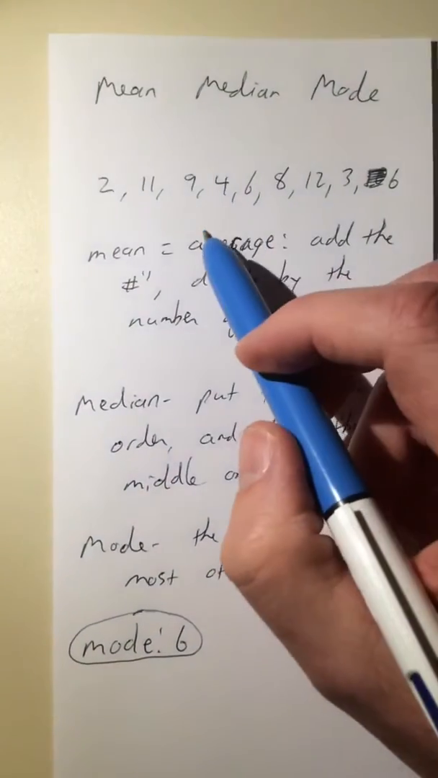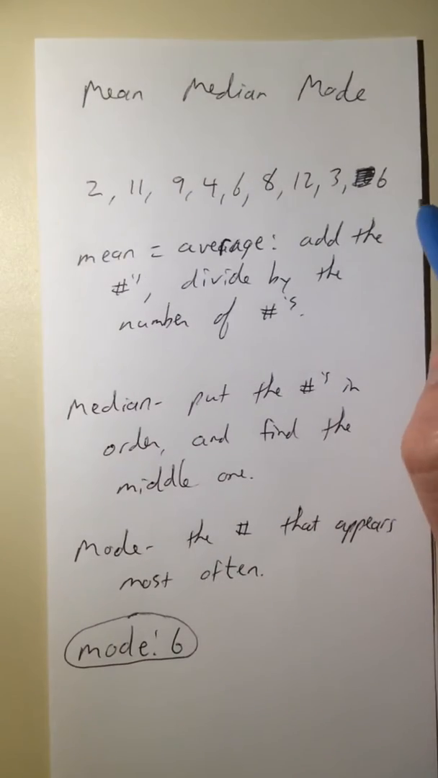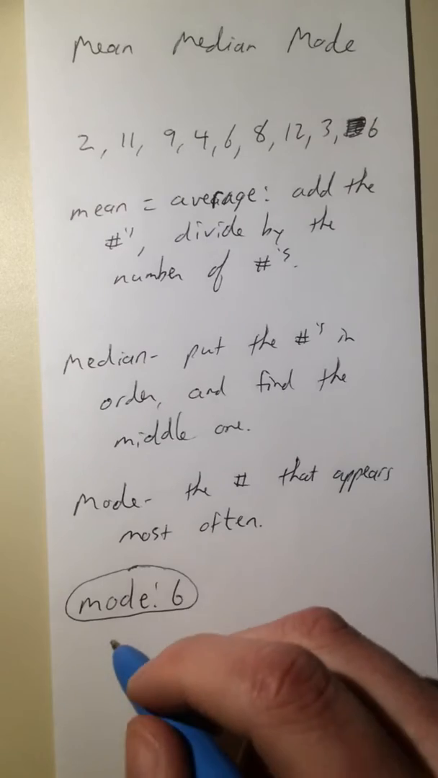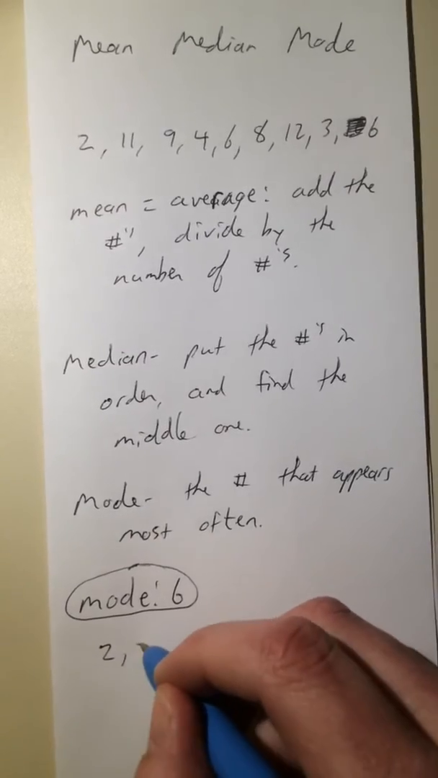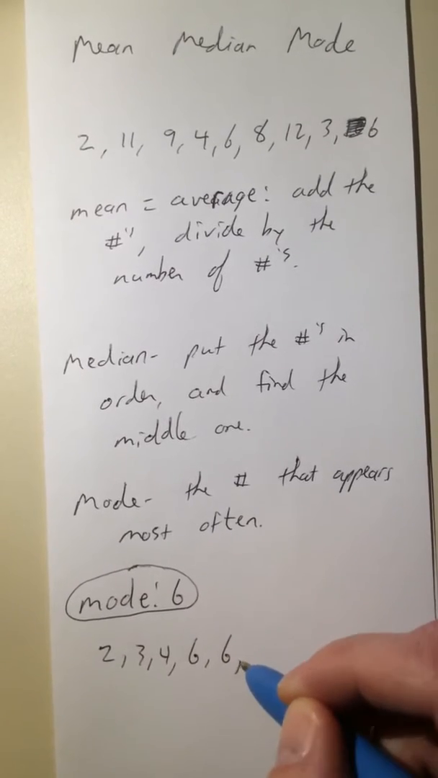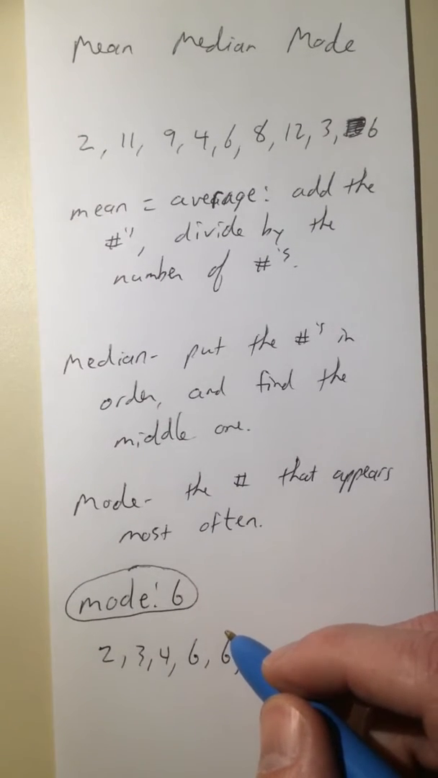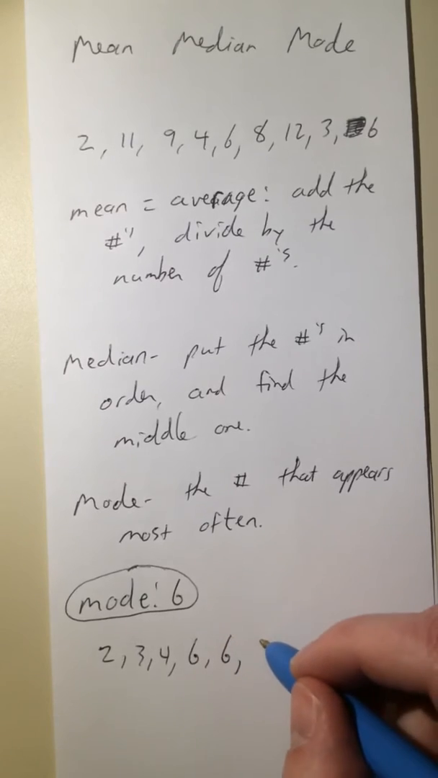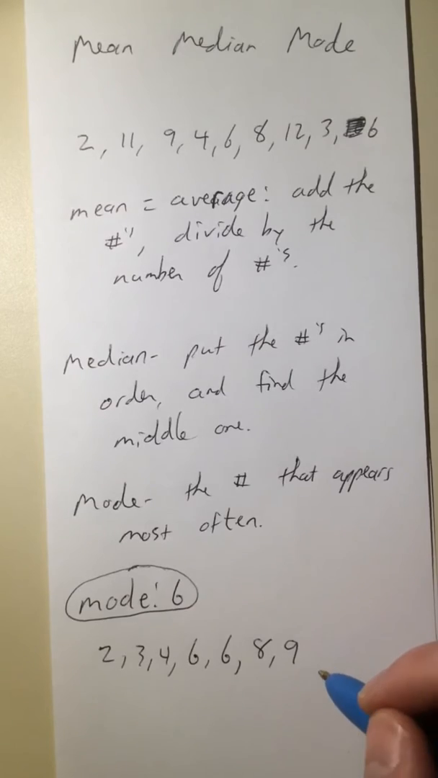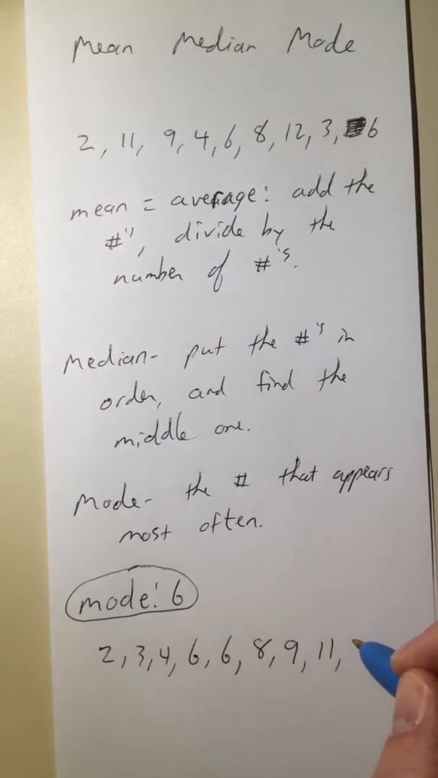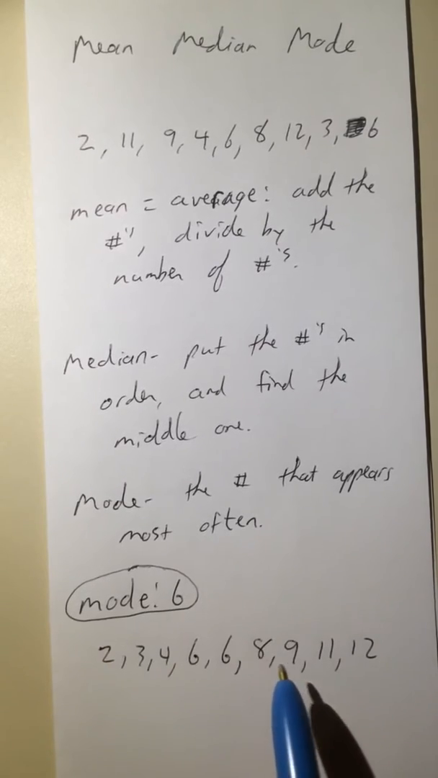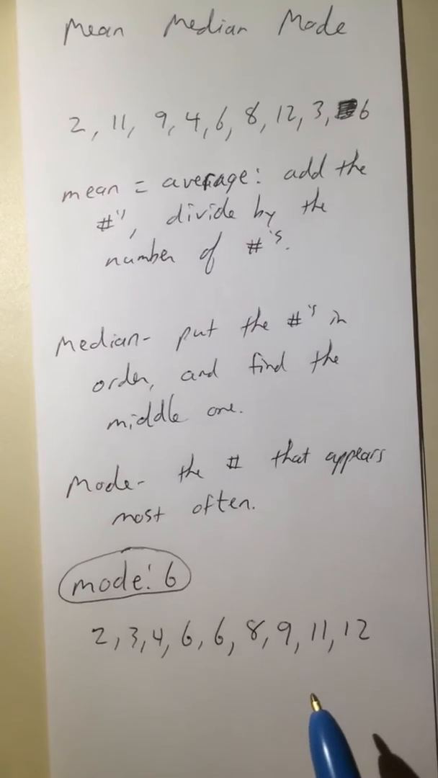And let's do median next. So a median means put them all in order and then find the number that's in the middle. So if we put them in order, we got 2, 3, 4, 6, yep, another 6. And then I think the next thing is 8, 9, no 10, but we have an 11, and 12. I mean, that covers it. So we got 1, 2, 3, 4, 5, 6, 7, 8, 9 numbers. That's the number we're supposed to have.